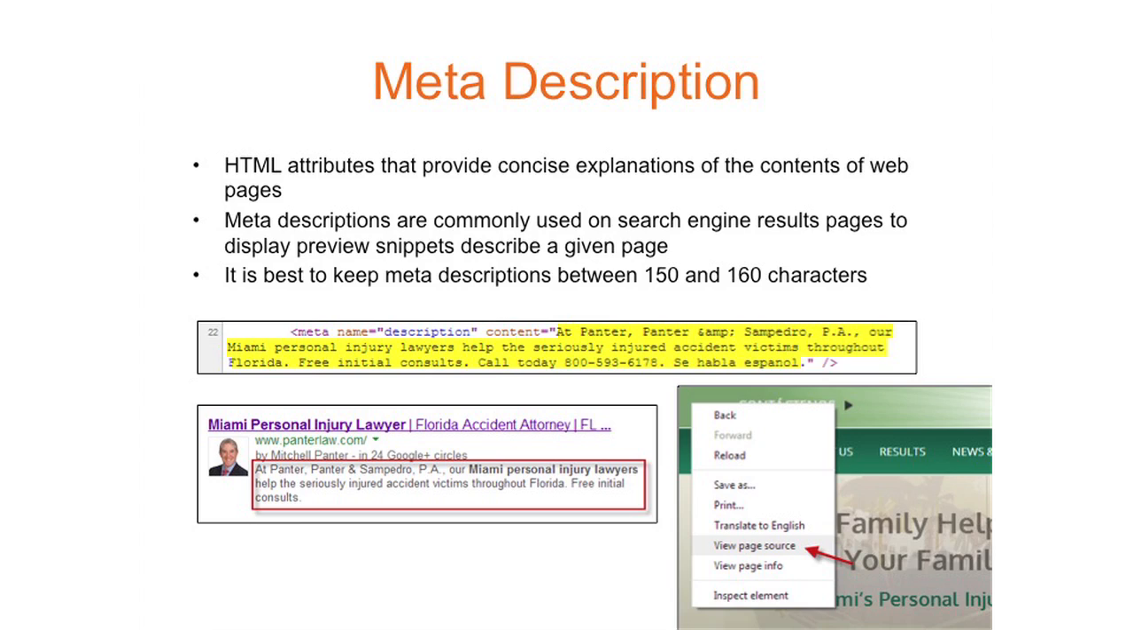Meta descriptions are a summary of the web page and display on the search engine results page. There should be a unique meta description written for every page you have on your website. It is best to keep the meta descriptions between 150 to 160 characters. As you can see here, this is where the meta descriptions show up. You'll see them most commonly in the search engine results page, and you can look at them if you view the source code.